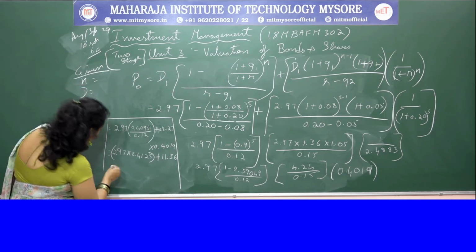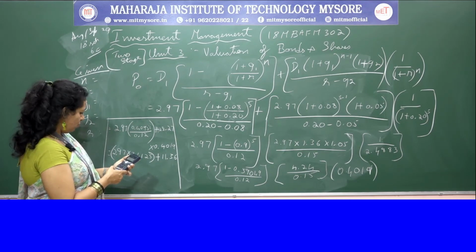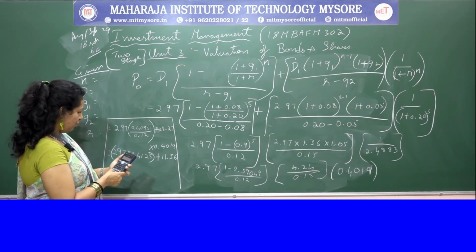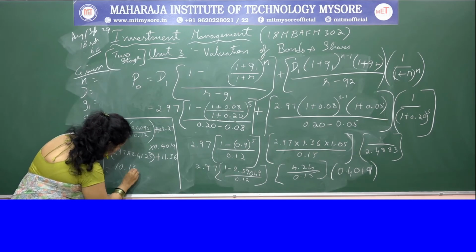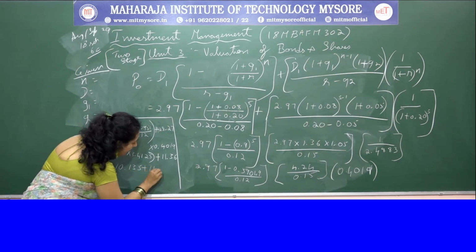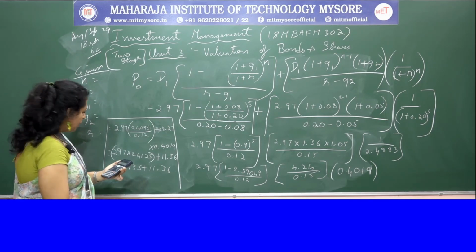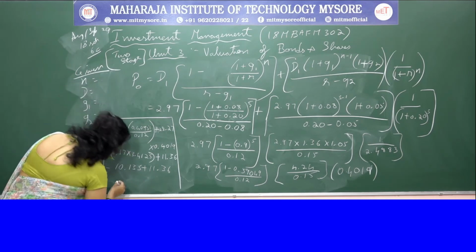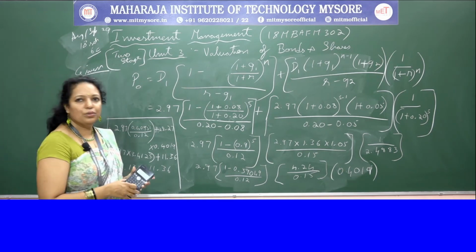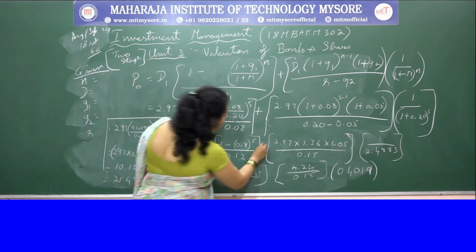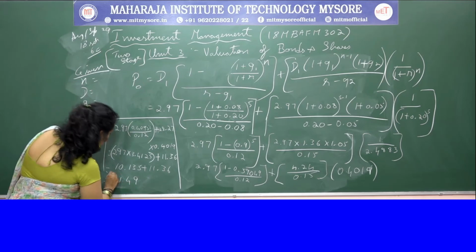Okay, I'll just multiply these two again: 2.97 into 3.4125. You get 10.135, plus 11.36. You get 21.49. So this is the problem. I have not written the symbol, I just continued that. This is the final answer.